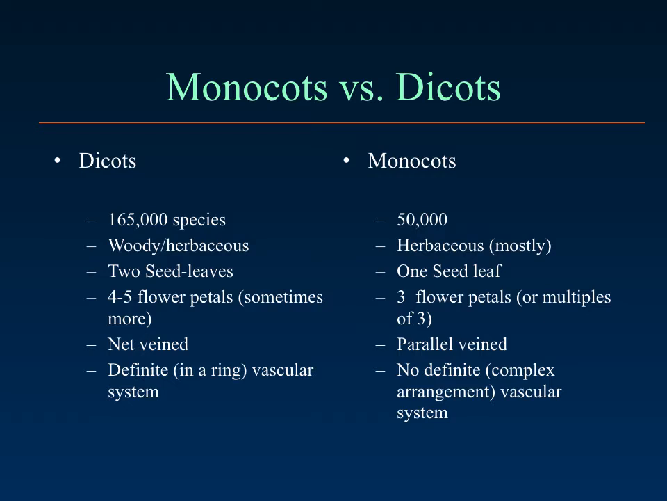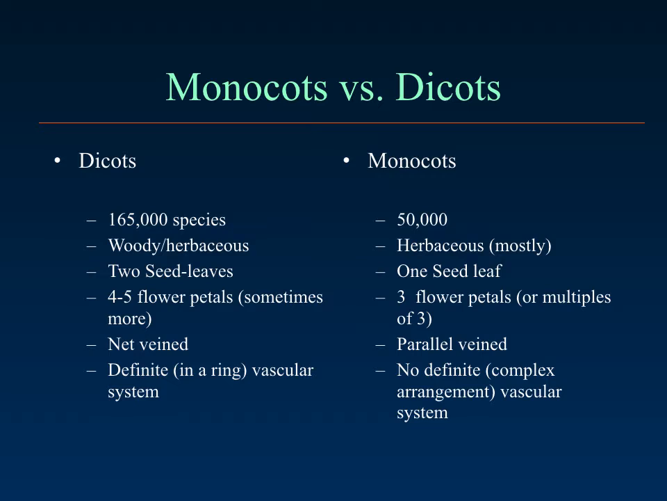Now, monocots or monocotyledons are fewer in number on the planet Earth, about 50,000 known species. They're usually herbaceous. There are a few rare woody ones, but we won't talk about that in great detail in this class. When you plant a monocot or monocotyledon, mono, one, cot or cotyledon, one seed leaf. In other words, you plant it and up will come one leaf only at first.